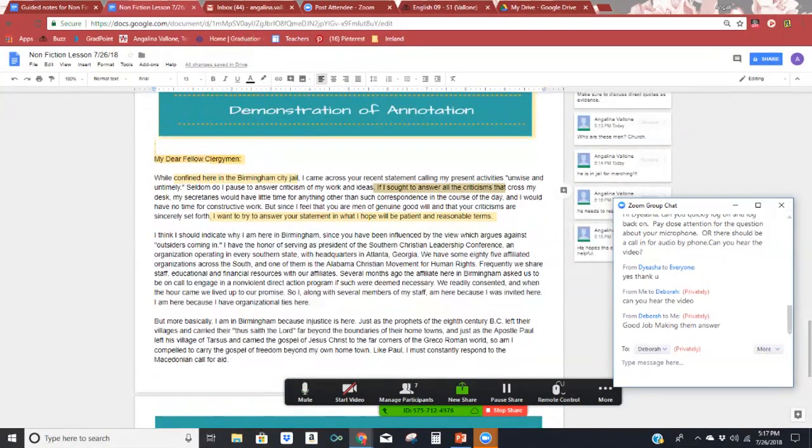Okay, so, but more basically, I am in Birmingham because injustice is here. Just as the prophets of the 8th century BC left their villages and carried their "Thus saith the Lord" far beyond the boundaries of their hometowns, and just as the apostle Paul left his village of Tarsus and carried the gospel of Jesus Christ to the far corners of the Greco-Roman world, so am I compelled to carry the gospel of freedom beyond my hometown. Like Paul, I must constantly respond to Macedonian call for aid.